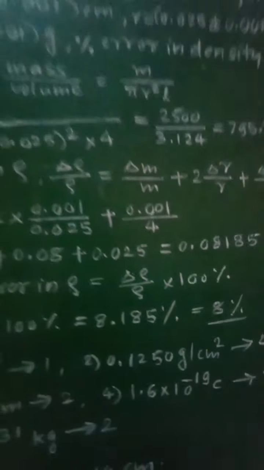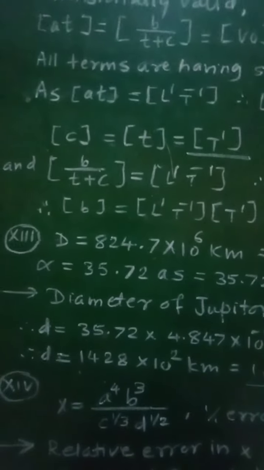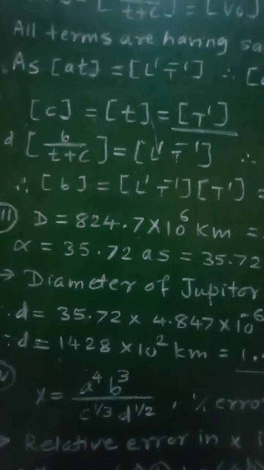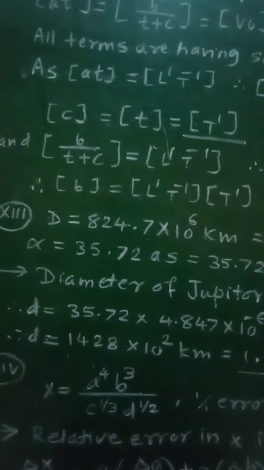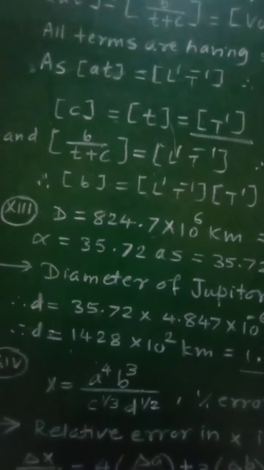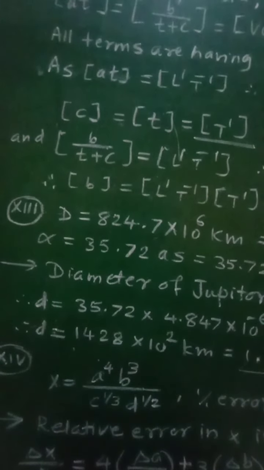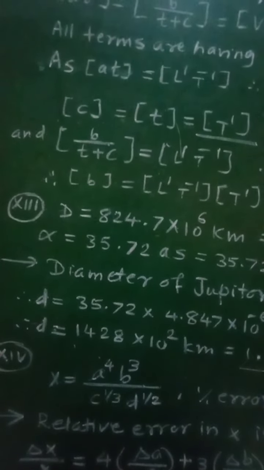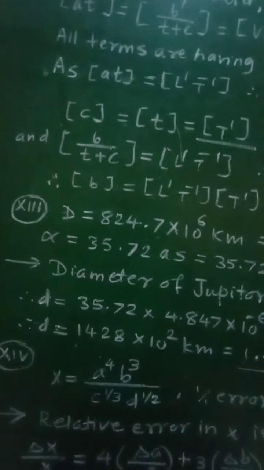Now let us see the next numerical, that is numerical number 13, which is given as: when the planet Jupiter is at a distance of 824.7 million kilometers from the Earth, its angular diameter is measured to be 35.72 arc seconds. Then calculate the diameter of Jupiter.